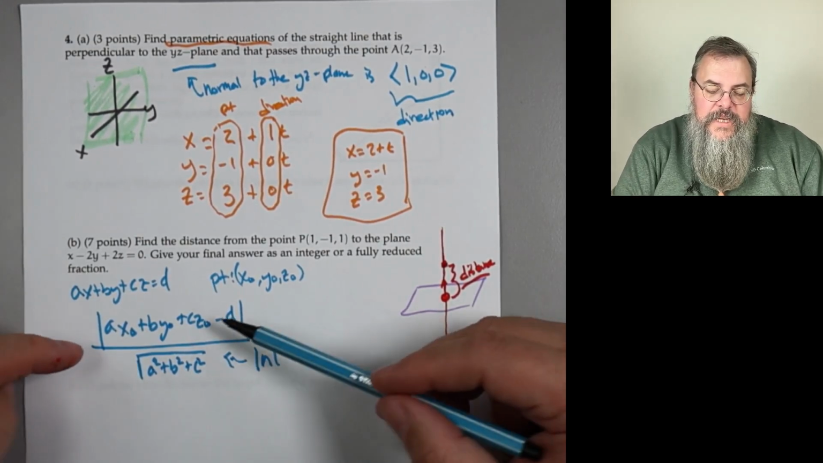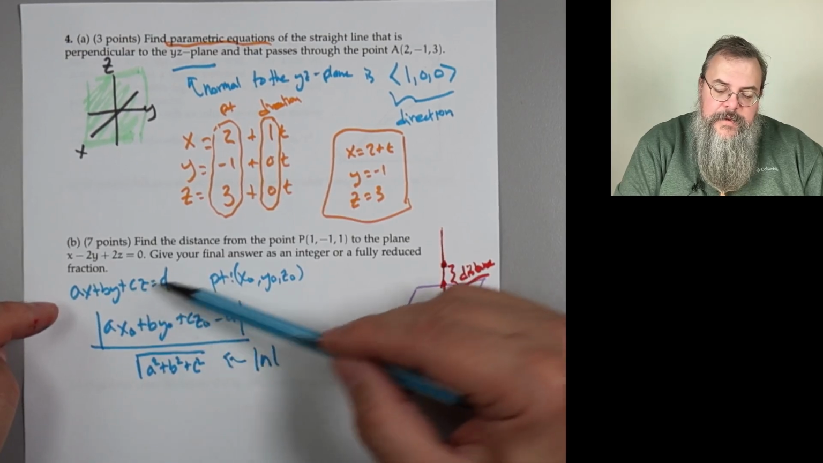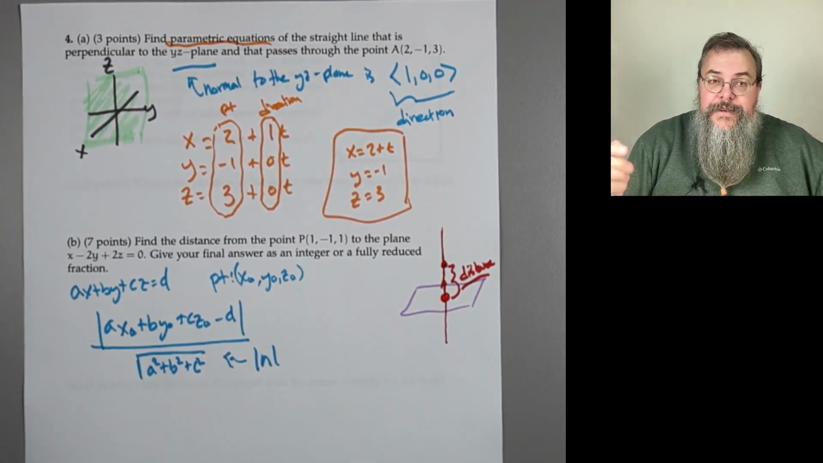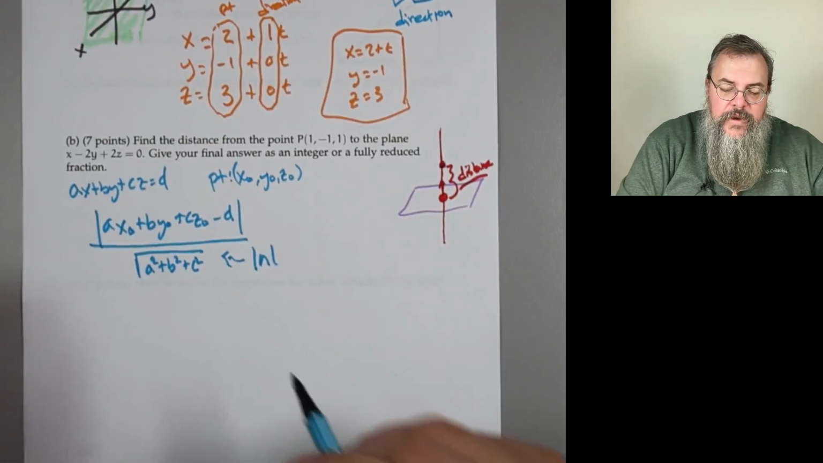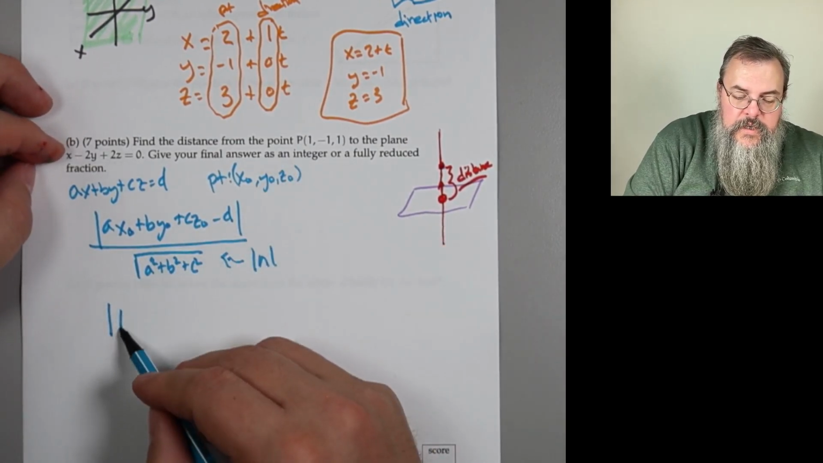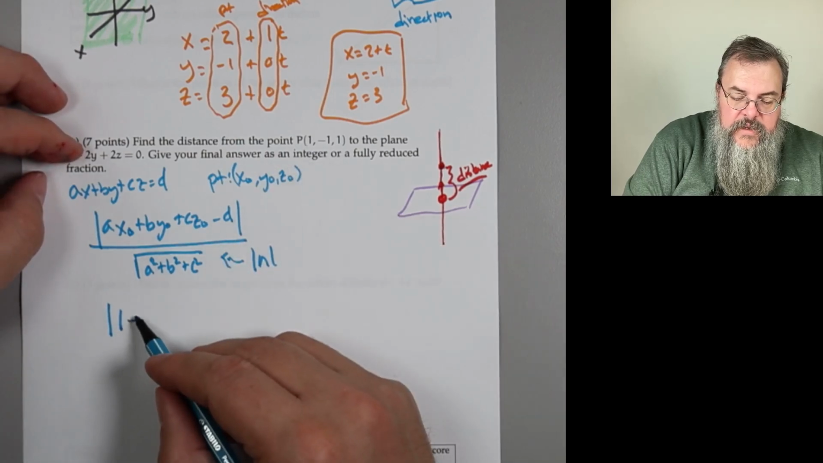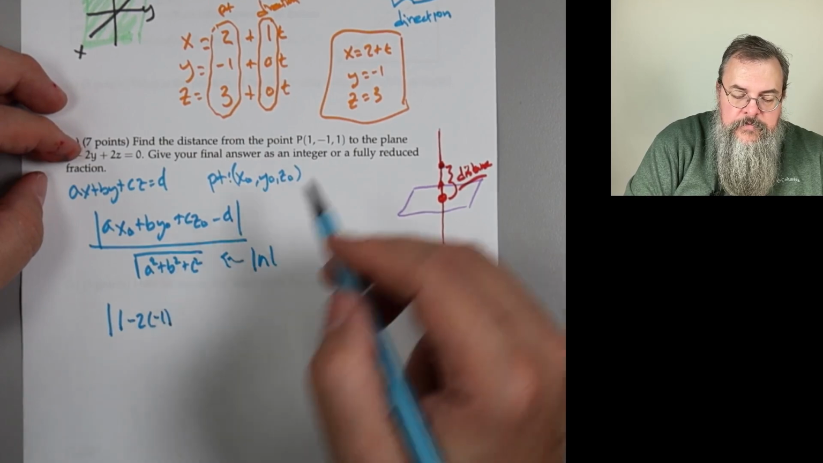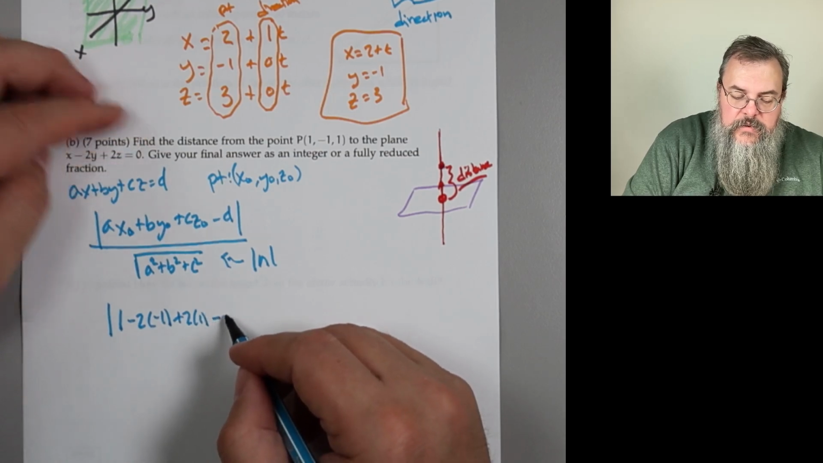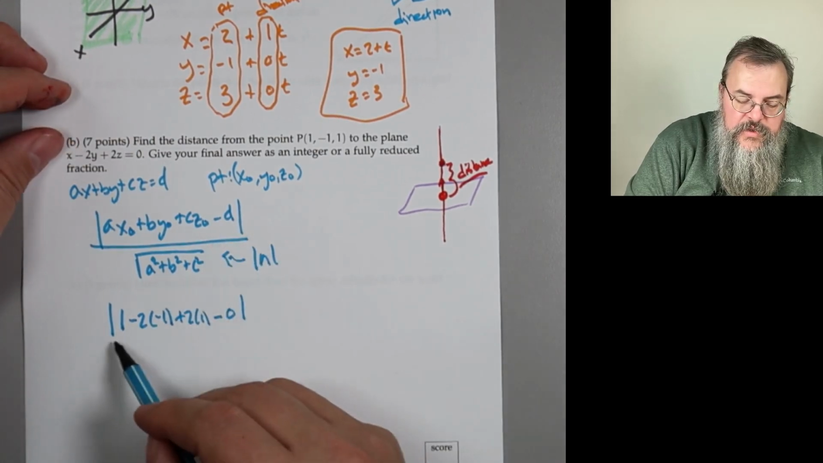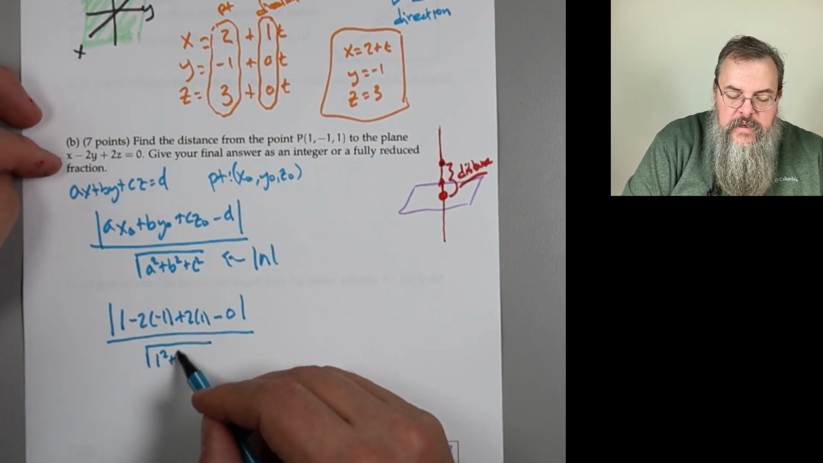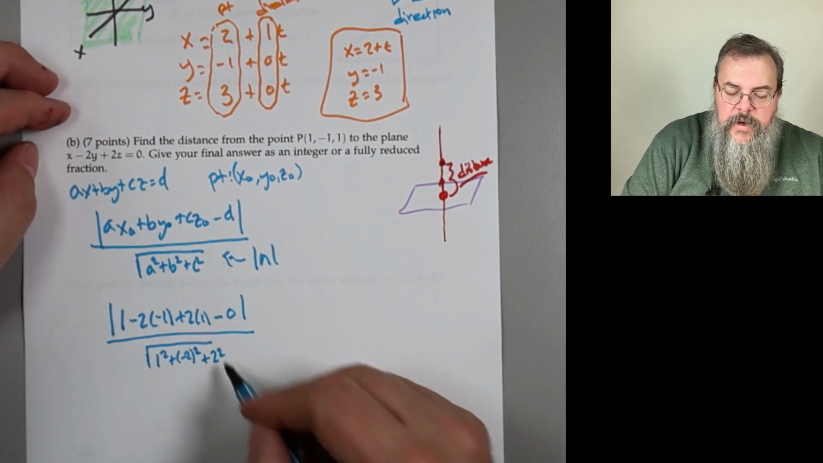So essentially it's like you plug in the point upstairs where you've shoved everything on one side, take the absolute value, and downstairs you take the magnitude of the normal. So we say, okay, let's throw that in. According to the rule, we're going to have 1, because I'm putting in x equals 1, minus 2 times minus 1, plus 2 times 1, minus 0, so I'm just minus d, because I want to make sure I don't forget to account for that, over the square root of the coefficients: 1 squared plus minus 2 squared plus 2 squared.